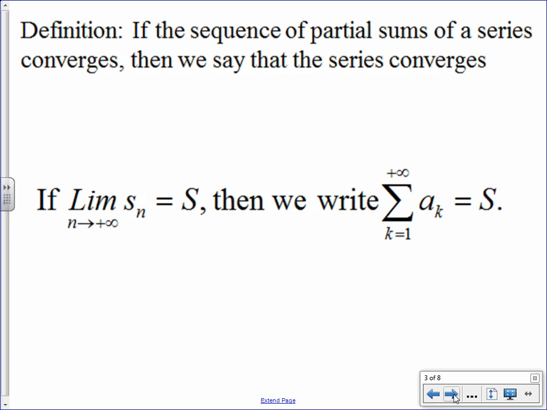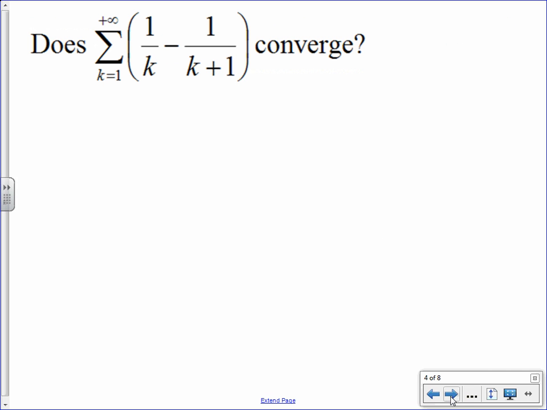Okay. So what I want you to keep in mind, though, this is not the limit of the sequence. It is the limit of the sum. So here is an example you will see more than just this one time. Write it down, maybe.